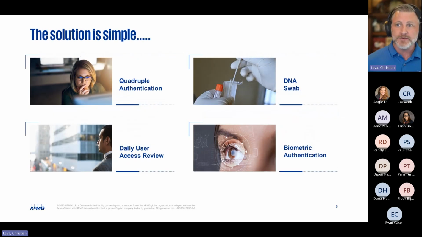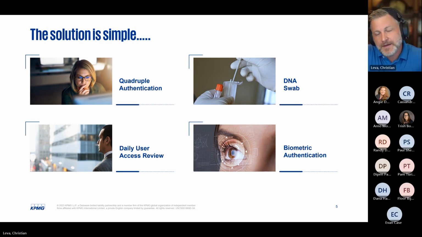So what you need is you need to make sure you have quadruple authentication at every entry point within your digital system and ideally within your external walls as well. Things like DNA swabs really go a long way, making sure that your folks are protected. Biometric authentication, hey, it's on the rise. Those little retina scans, they work wonders. Daily user access reviews. I know how much we love user access reviews. Well, guess what? We need to do more. We need to do them all day, every day.